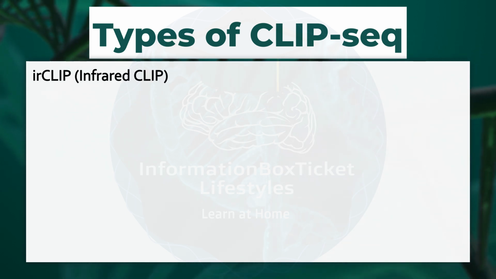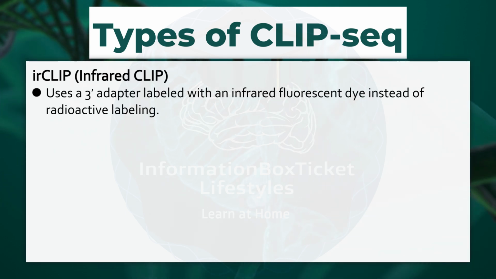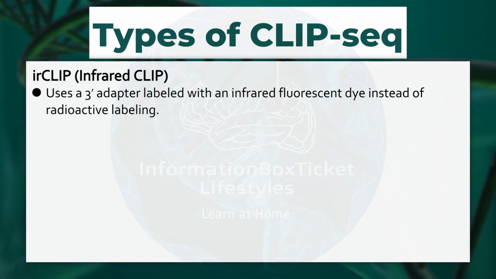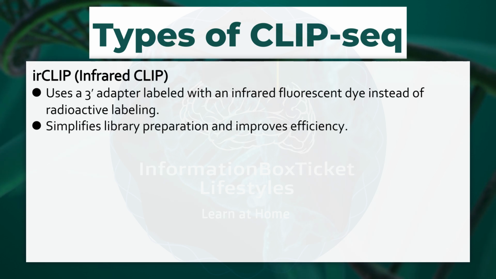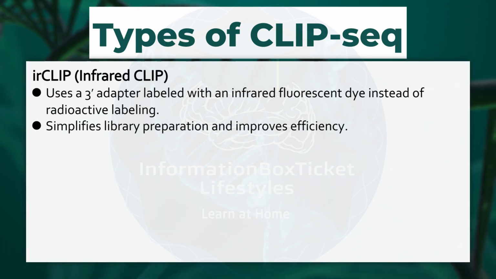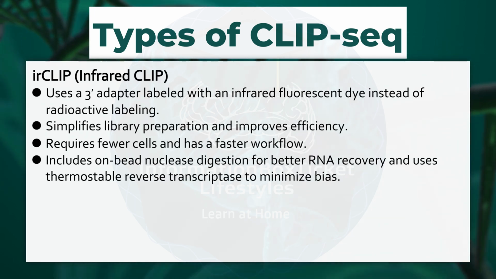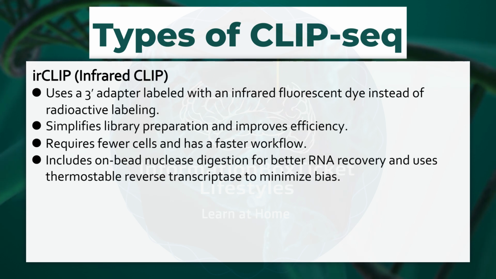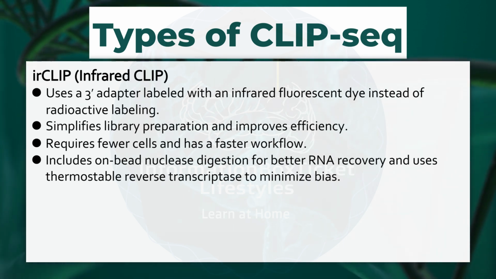Infrared cross-linking and immunoprecipitation uses a 3' adapter labeled with an infrared fluorescent dye instead of radioactive labeling. Simplifies library preparation and improves efficiency. Requires fewer cells and has a faster workflow. Includes on-bead nuclease digestion for better RNA recovery and uses thermostable reverse transcriptase to minimize bias.